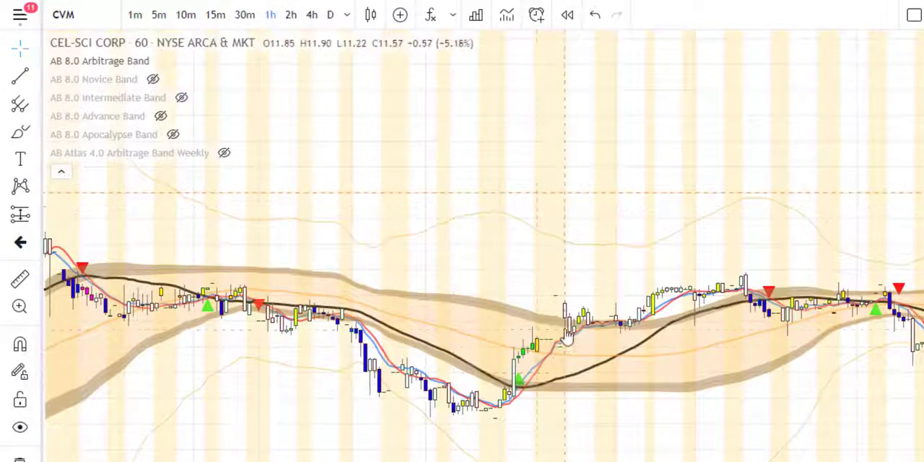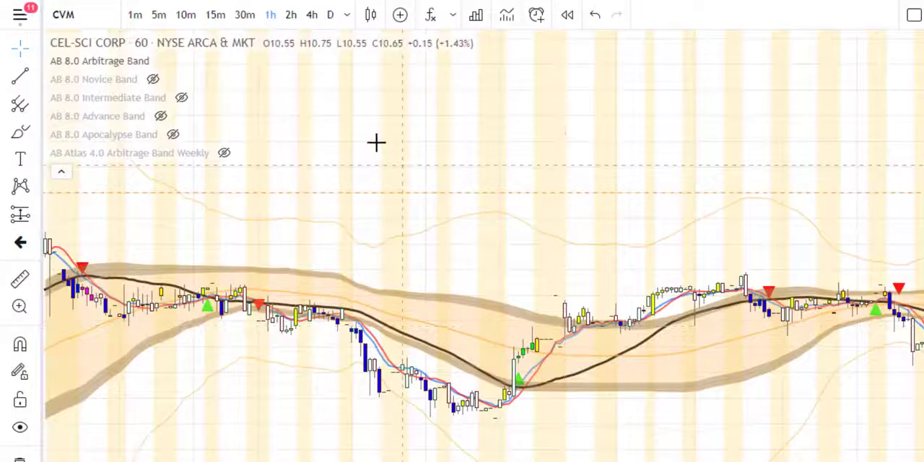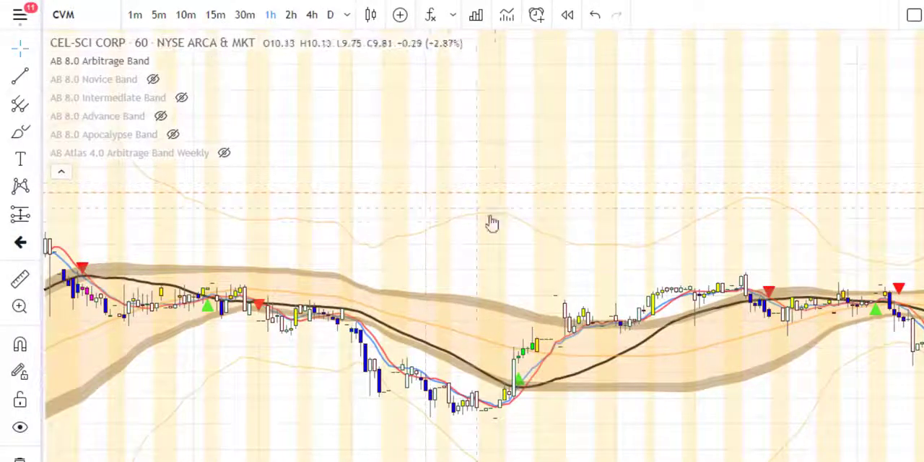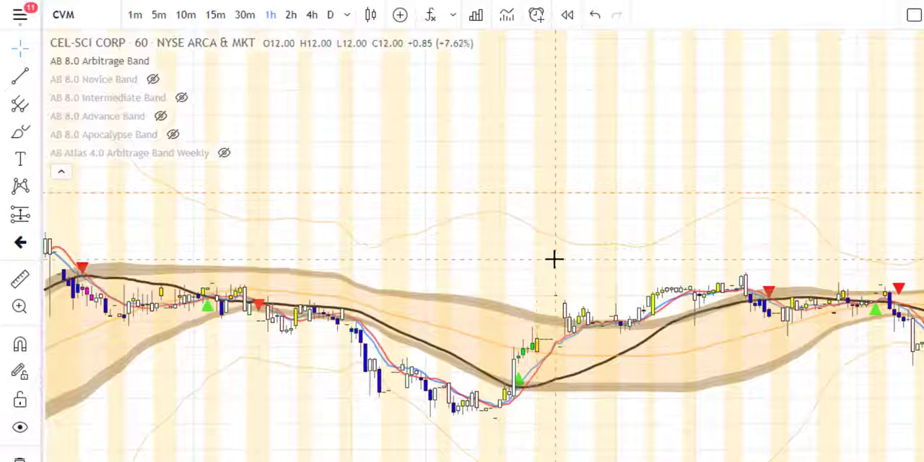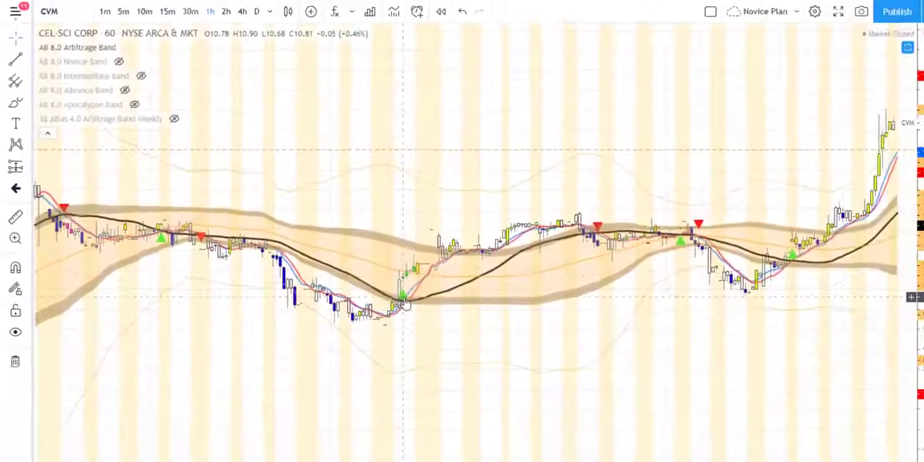Now, what are the colors of these candles? Well, in normal trading, if you're not using the beautiful, wonderful arbitrage bands, you have two colors, green and red. Green is up, red is down. Pretty straightforward, but it's not really as much information as we want to see, because the more information that we have, the better we can make a decision to make profit or to take profit. So let's take a look.